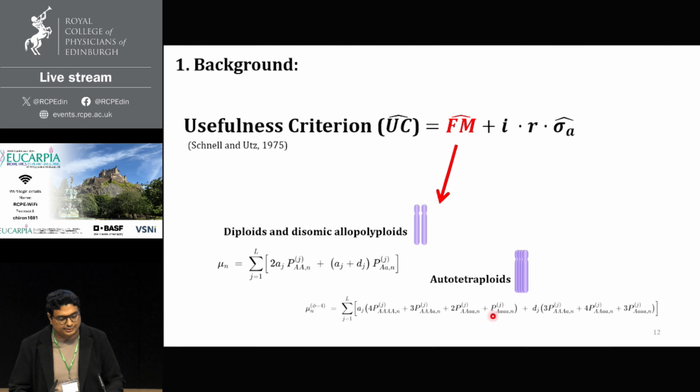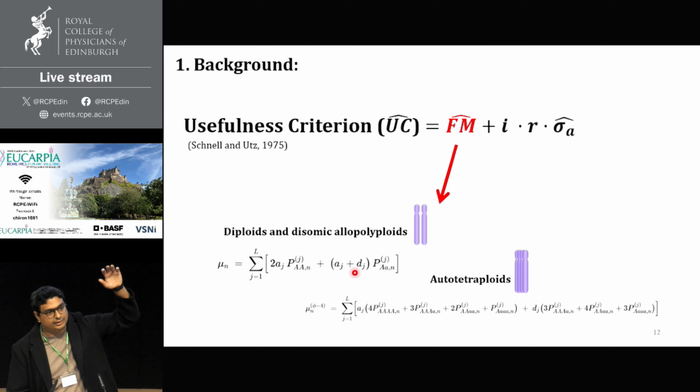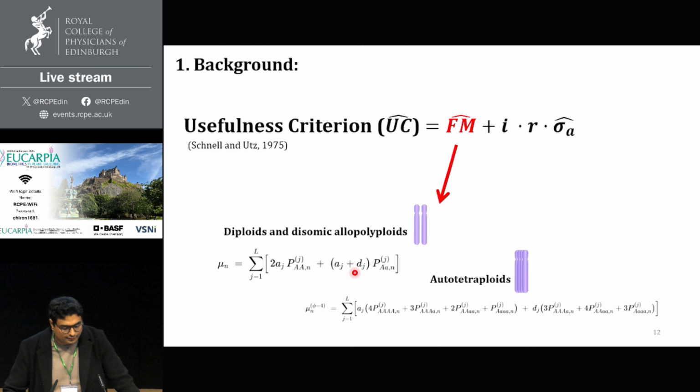We start to compute the genotypic effect, considering additive and dominance, and also the genotypic frequencies of the progeny in a single locus, and then we propagate it across the entire genome to obtain our family mean. And it works for diploids, allopolyploids, and also autotetraploids.